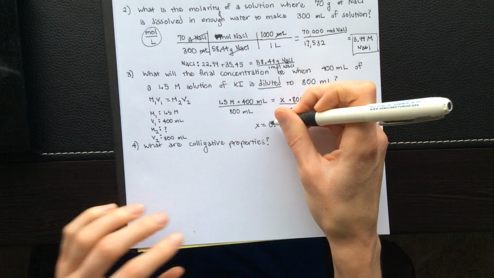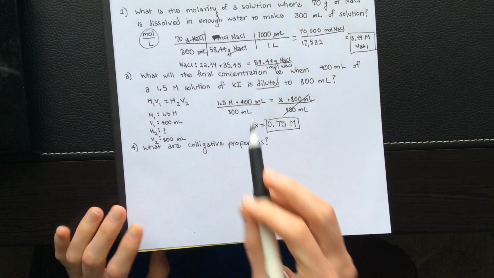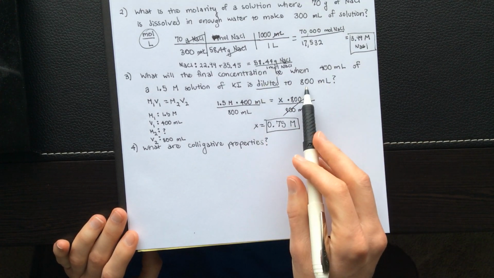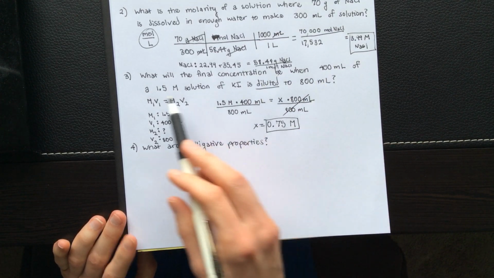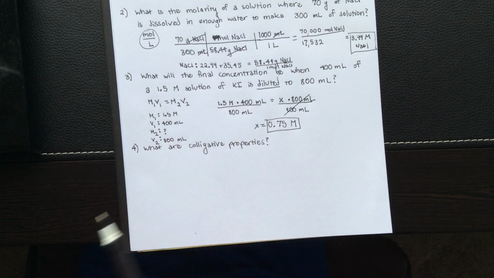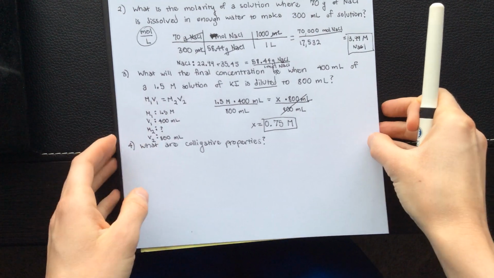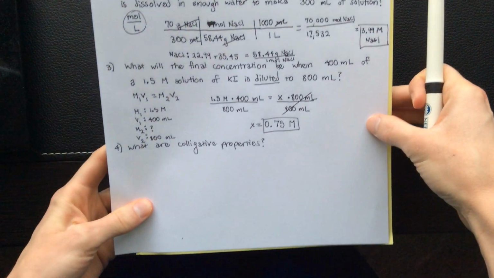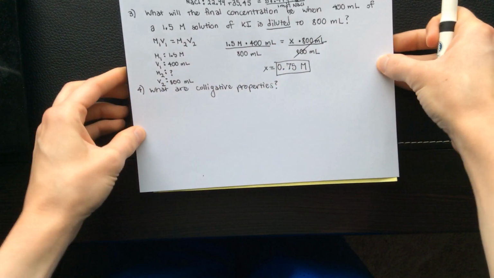Okay, and then we should always think about if our answers make sense. So I'm diluting it to about double the volume. So the concentration should be about half of what it was before, which it is. So that makes sense. Okay, and lastly, you need to know a little bit about colligative properties.